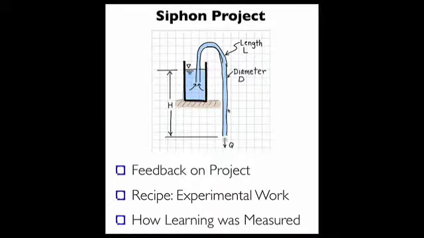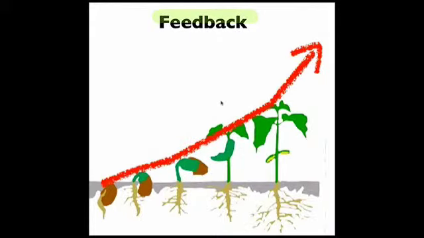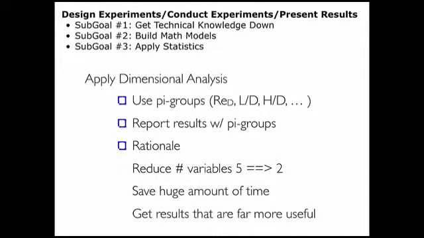Welcome. This video is about the Siphon project. I want to do three things. Number one, give you feedback on the project, summarize the recipe for doing great experimental work, and describe how your learning was measured. Feedback is all about how can you do better experimental work. So the goal of the class is learn to design experiments, conduct experiments, and present results.